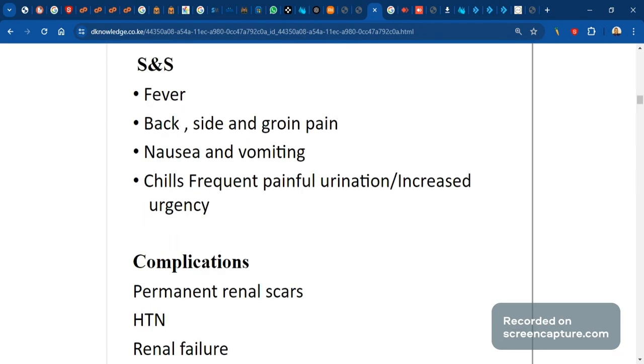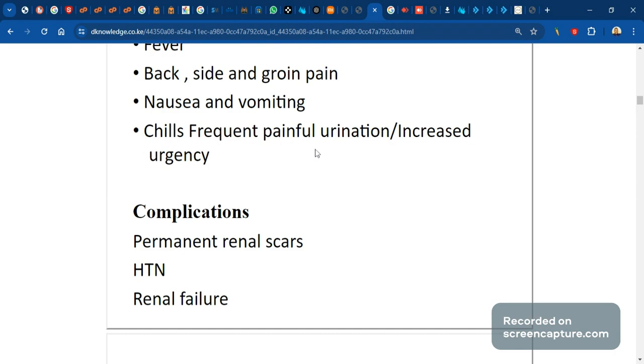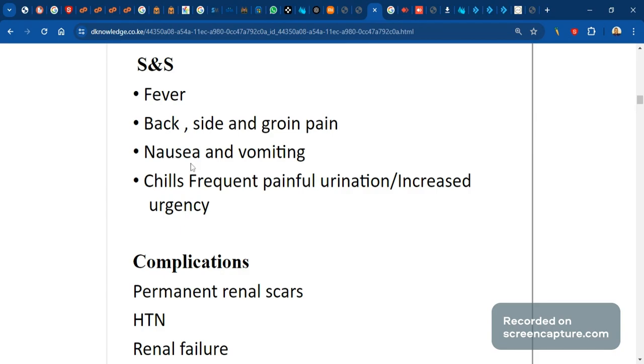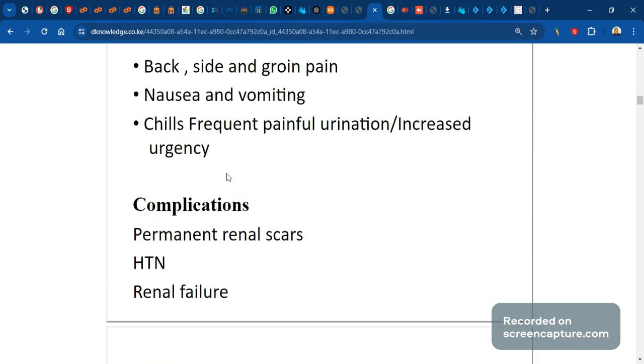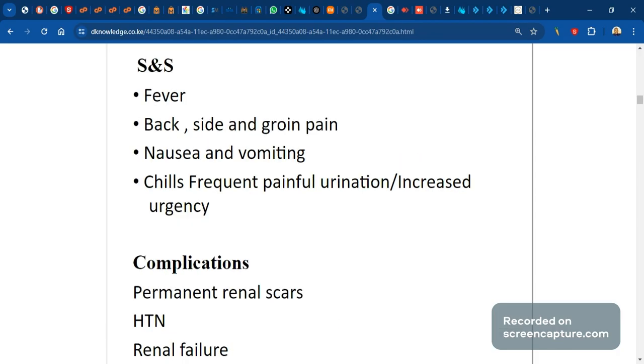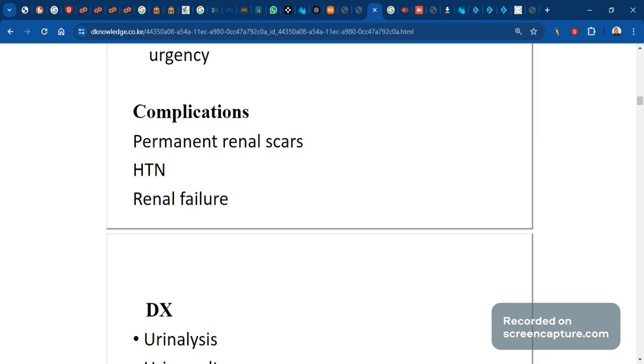Nausea and vomiting come in, frequent painful nausea and vomiting, as in almost most of the systemic conditions, because of the chemoreceptor trigger zone, which is responsible for emetic behavior or emesis, and is connected to the nervous system, which innervates the entire body. So we have chills, frequent painful urination, and increased urgency. Those are also indications for pyelonephritis. And complications can come, especially if these conditions are not treated. We can have permanent renal scars.